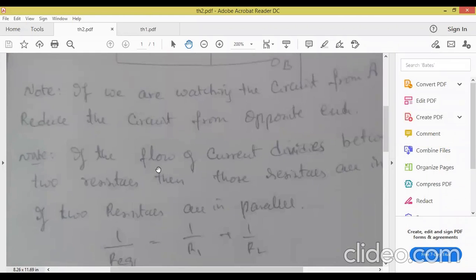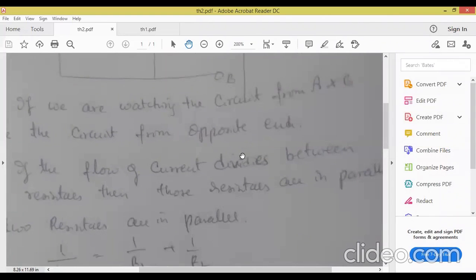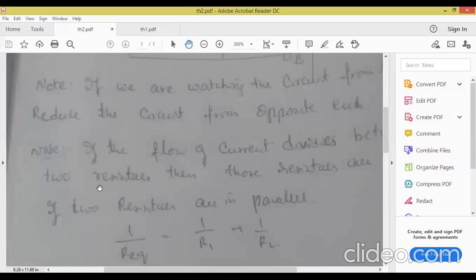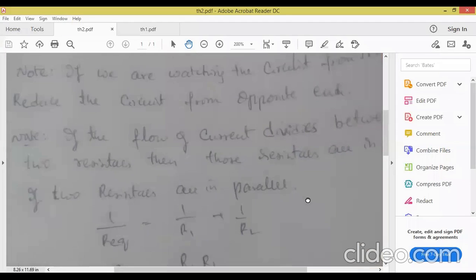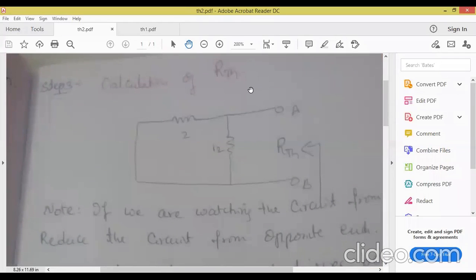And what is the next one? Next note point you read, all of you. If the flow of current divides between two resistors, then those two resistors are in parallel. So here these two resistors are in parallel, because don't imagine the mesh. Here we have to assume that current is coming from this terminal and current is dividing.